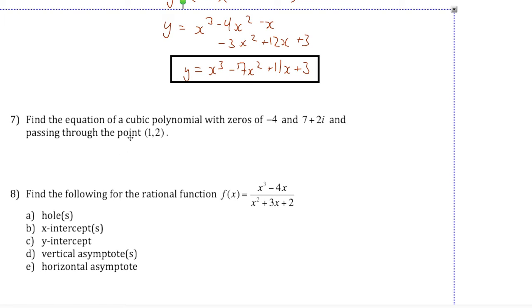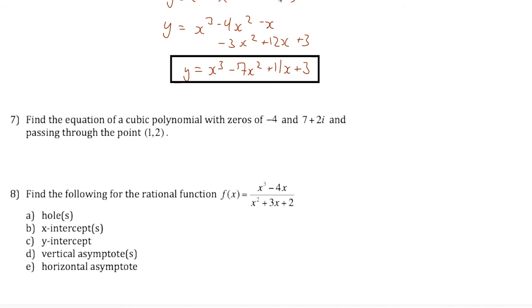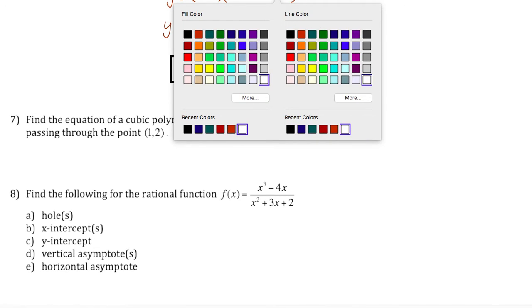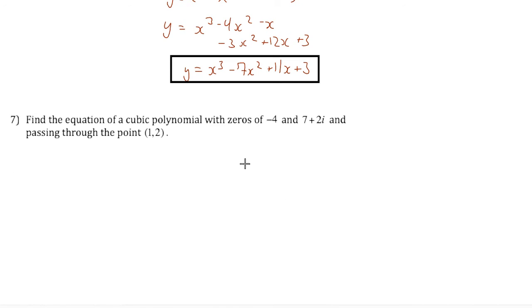So maybe I'll do this number 8 on the next page, so I'll give myself some more space here. And so we know it's going to be y is equal to, we're going to have a leading coefficient of a. The zero is -4, so that means that this factor is going to be x plus 4. And again, we know that we're going to have x minus 7 plus 2i. So that means that we're going to have its conjugate, x minus 7 minus 2i.